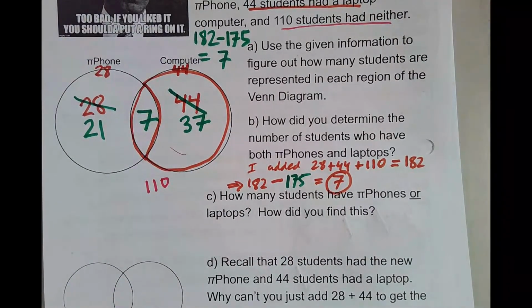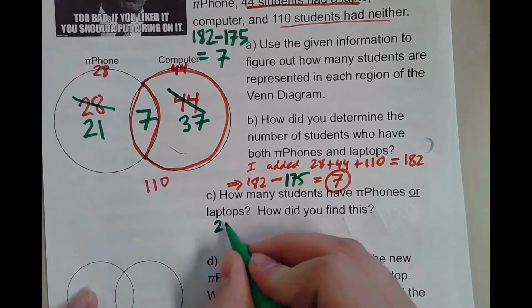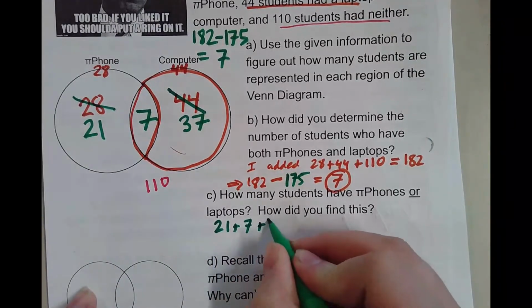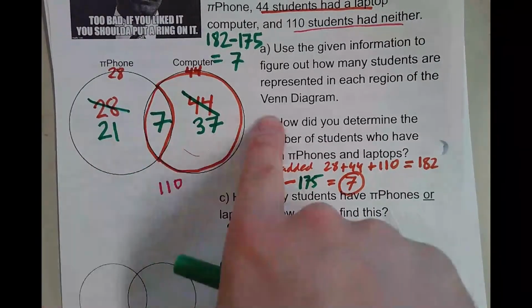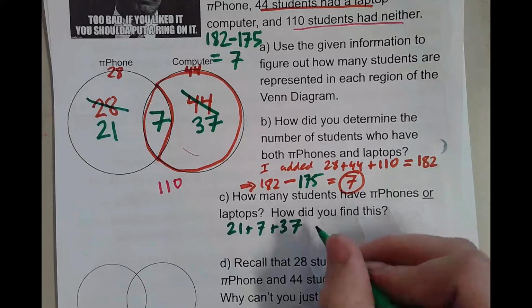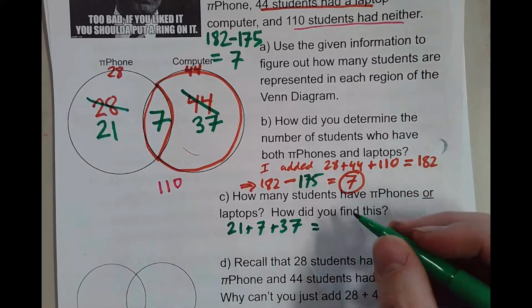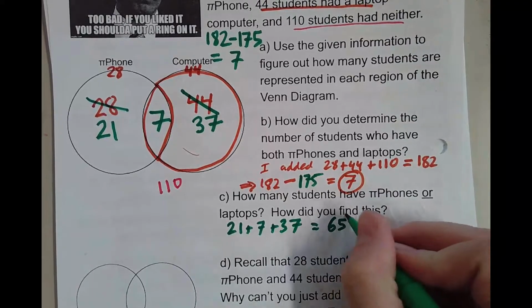How did you find this? According to our diagram, if we did it correctly, all we need to do is 21 plus 7 plus 37. These three numbers are the number of people that have either a Pi phone or a computer. Let's add those up. 21 plus 7 plus 37 is 65. We get 65.